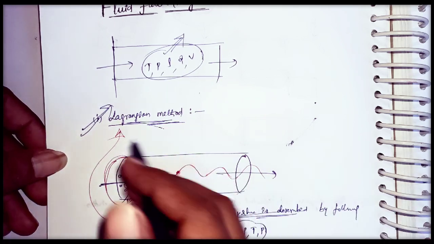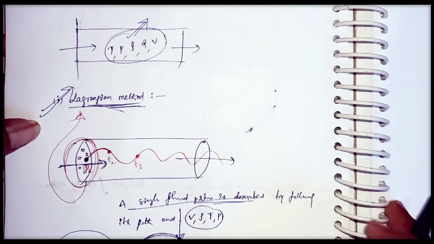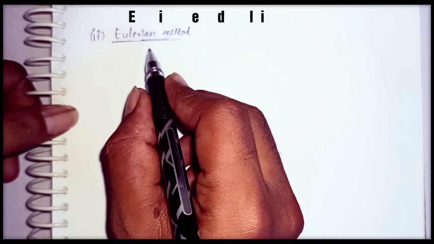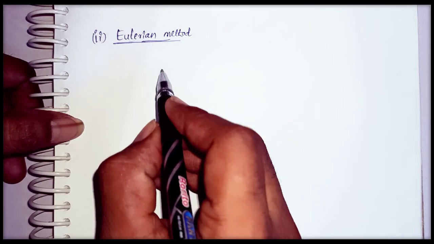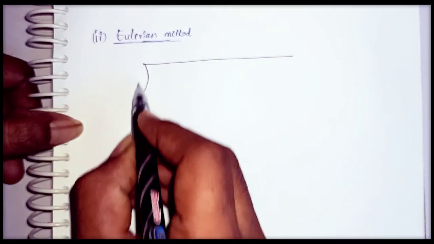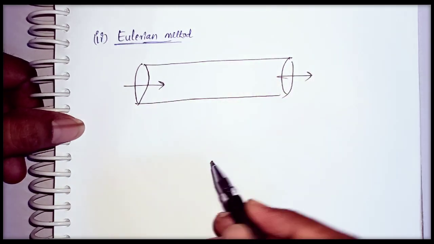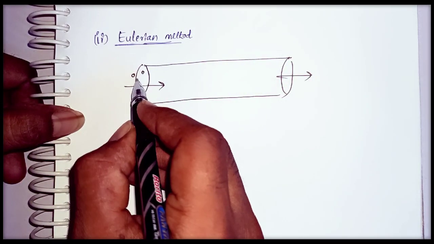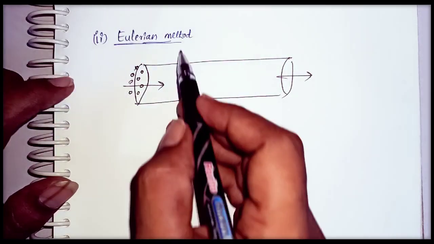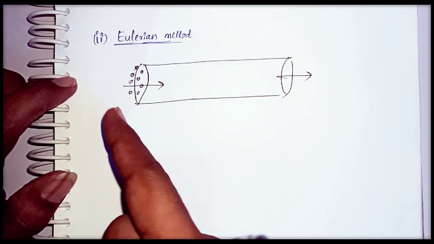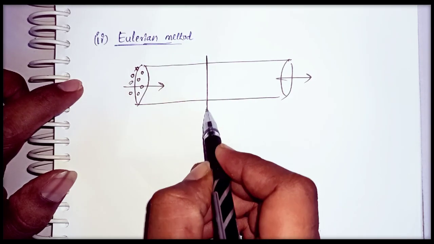So to avoid this difficulty of the Lagrangian method, one more method came into the picture, that is the Eulerian method. In this Eulerian method, what is happening? Let us consider the flow is like this, from left to right, and at the starting point there are different fluid particles like this. To avoid the difficulty of the Lagrangian method, what we are doing is standing at a fixed position like this.